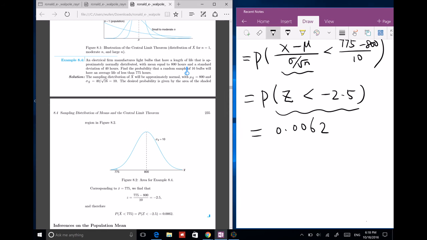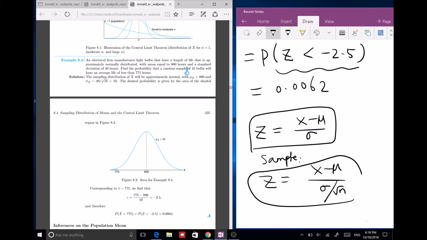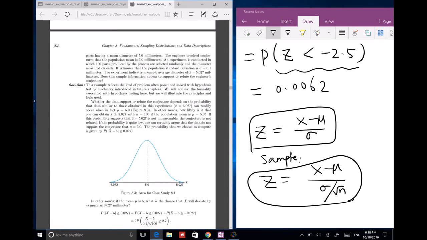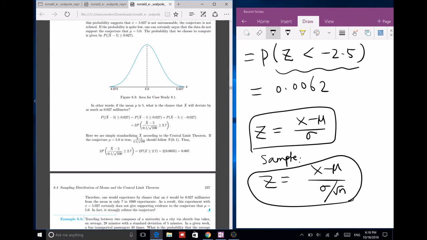The difference between this section and the previous one is that previously, when you find the z-score for a population, it is x minus mu over sigma. Now, for a sample, since we're doing a sampling distribution, it is x minus mu over sigma over square root of n. We use this formula to find the z-score, then continue finding the probability. The next example, 8.1, is the same idea.